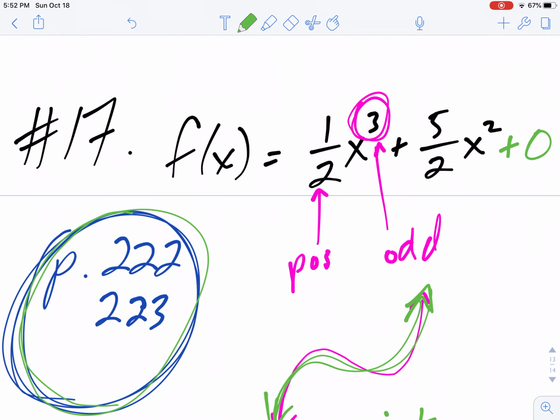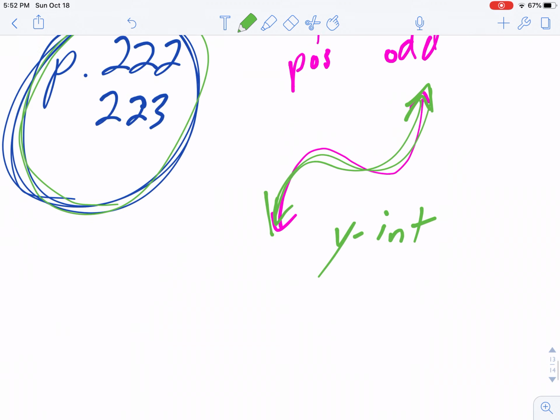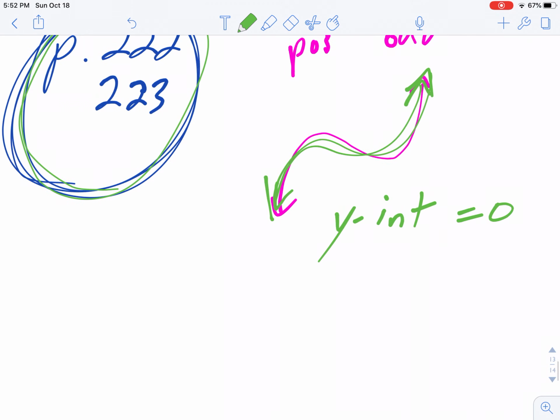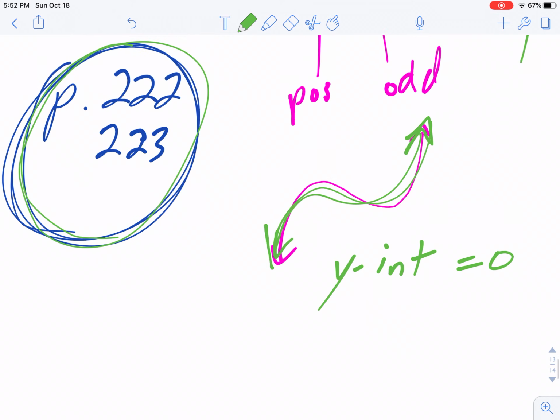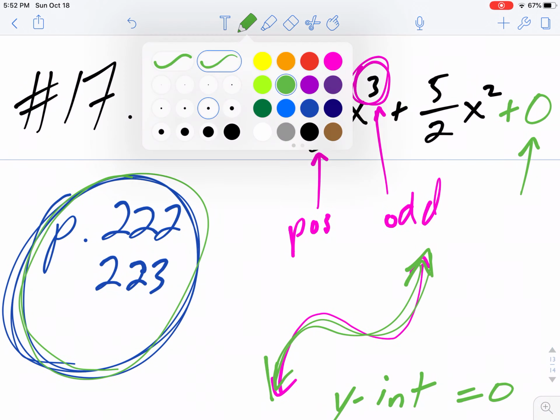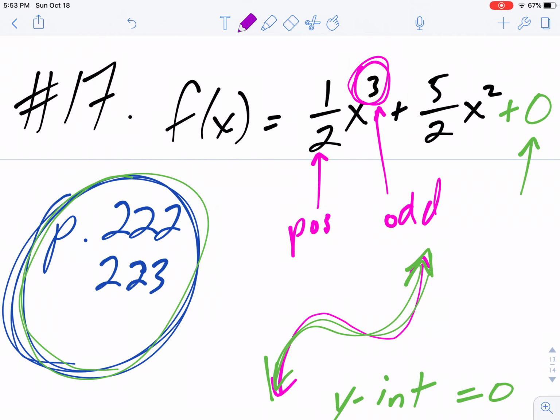The y-intercept in this case is 0. Remember, the y-intercept is the constant. So the y-intercept is 0, and that should narrow down your choices. So for me, the answer is going to be D. But I know you're going to have a different graph, and it does rely on the previous problems in order to do it without a calculator.